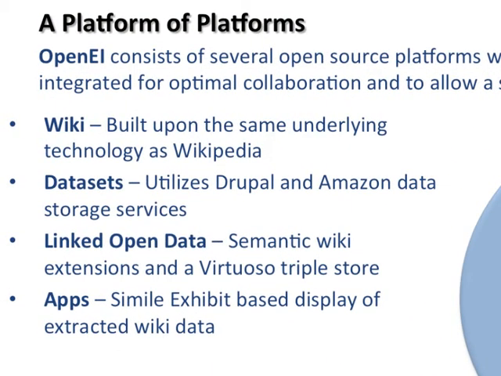A quick peek under the hood shows the many platforms we're running. Our apps section pulls its data from our wiki area and displays it using Simile Exhibit. Our linked open data area publishes semantic data through the web via a Virtuoso triple store, but more on that later. We're utilizing Drupal and Amazon data storage services in our datasets area, and our wiki runs on MediaWiki, the same underlying technology as Wikipedia.